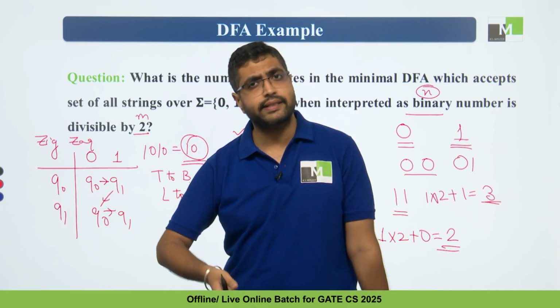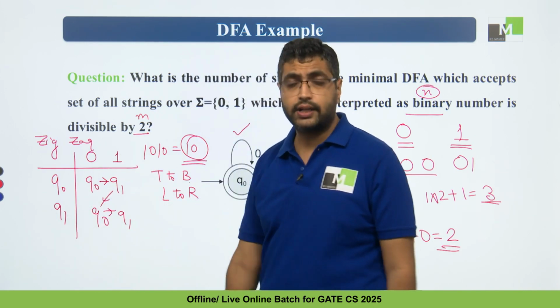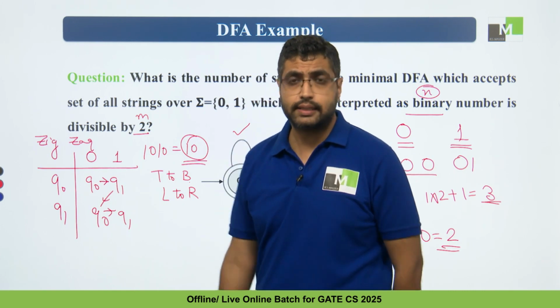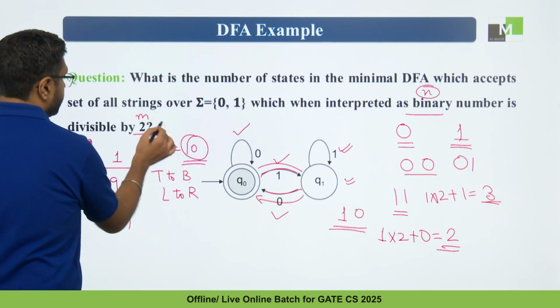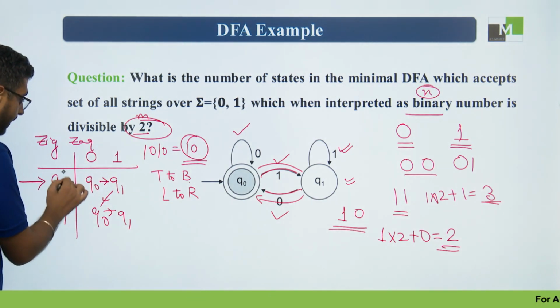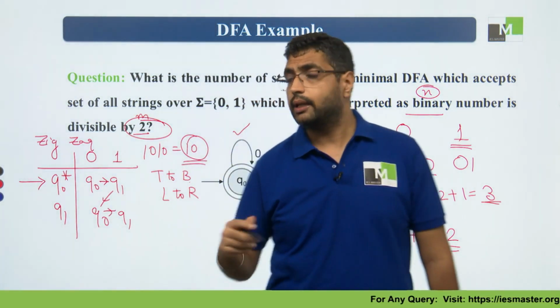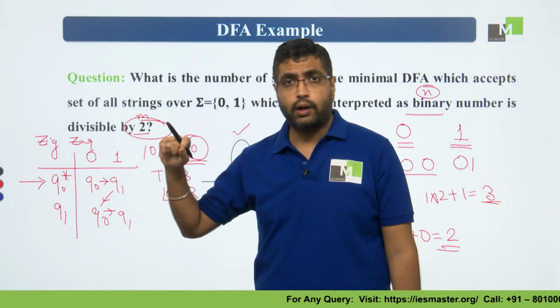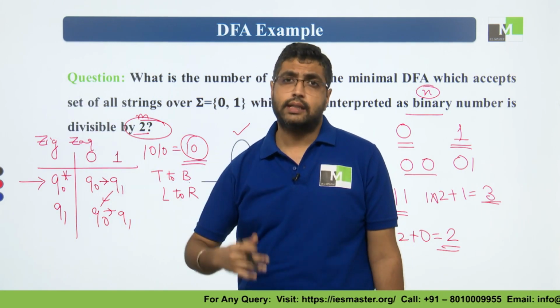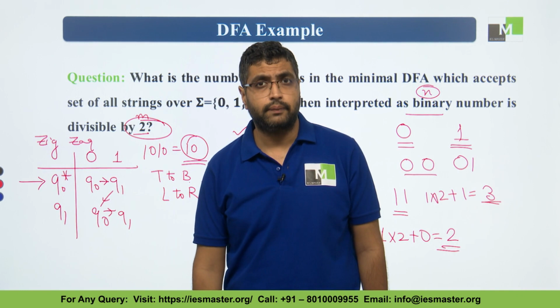If the transition function is there, the tuple is defined, because your sigma is there, your Q is there, and the transition function is there. Now what is remaining? The initial state and final state. Here it is said divisible by 2, which means the remainder is 0. So Q0 will be your final state as well as initial state. The initial state will always be Q0. The final state depends on the remainder that you want. If you say not divisible by 2, then the remainder will be 1, so Q1 will become the final state.